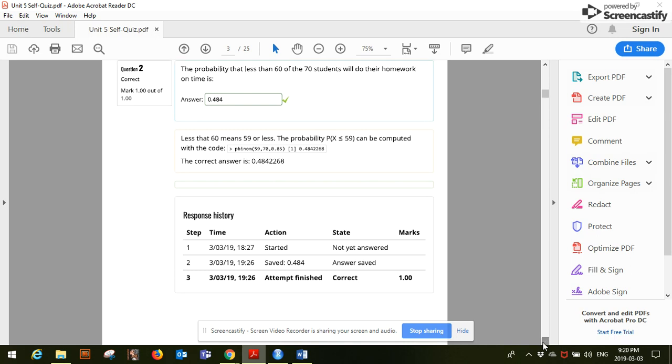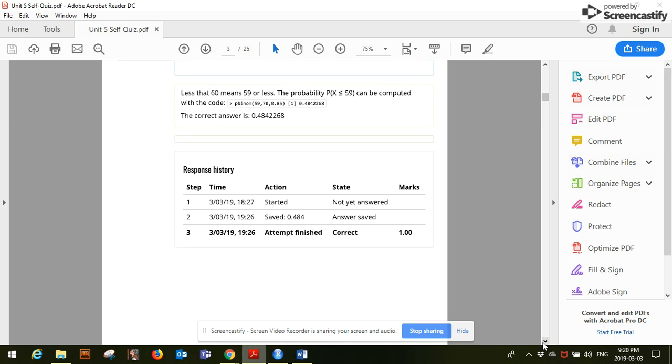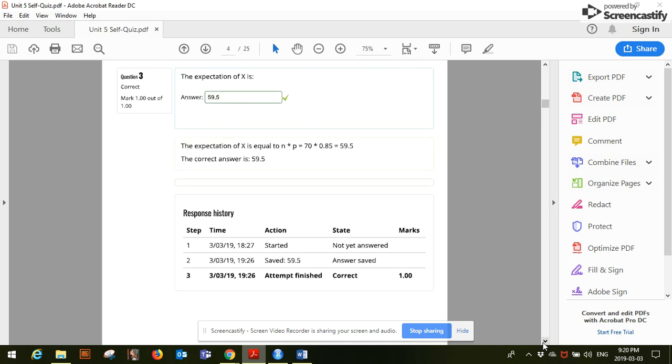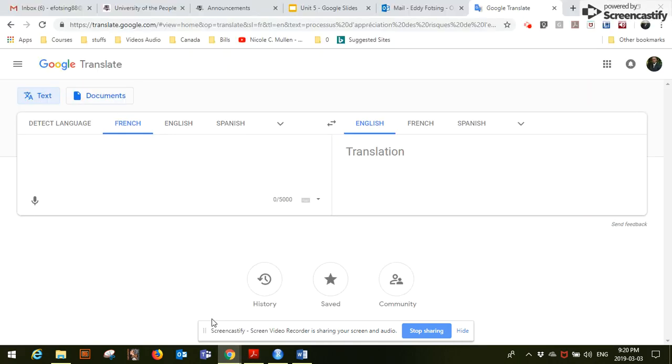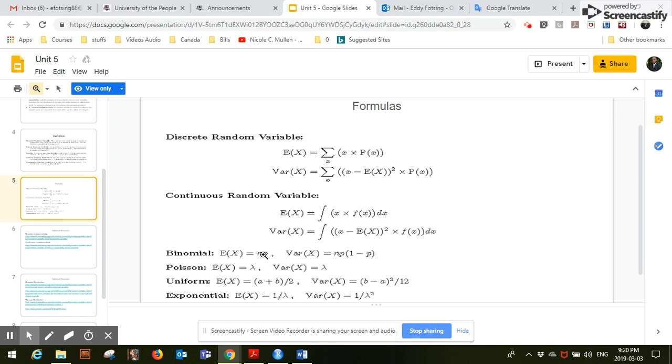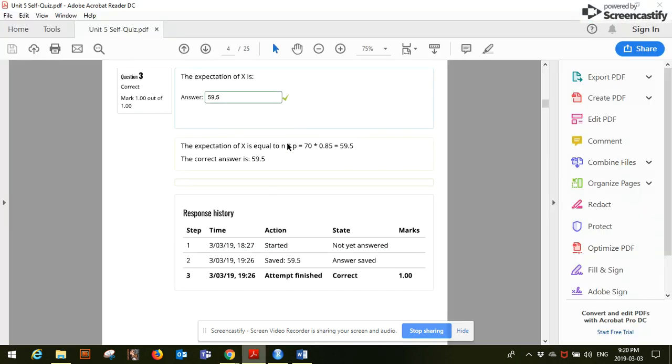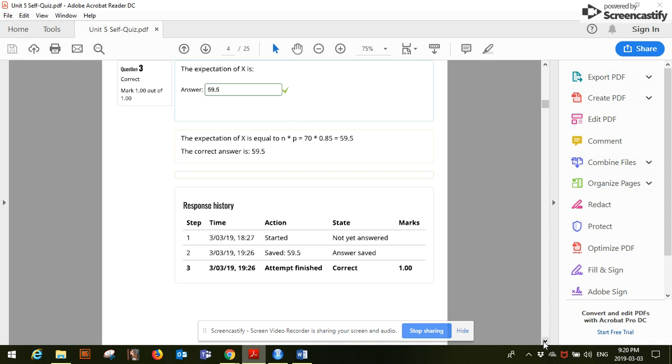Okay. The other question is, what is the expected value of x? We know x follows a binomial distribution, so we know from the formula here that the expected value for the binomial distribution is just n times p, and the variance is this. So basically that's what we use, n times p, 70 times 0.85, and that's the value.